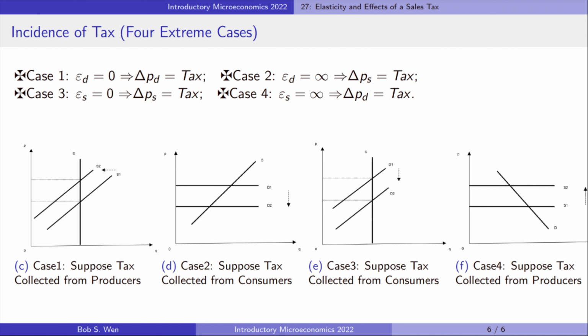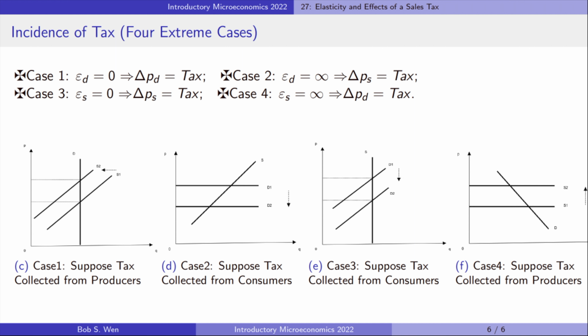There are 4 extreme cases. If the price elasticity of demand is 0, that is, the demand is perfectly inelastic, then consumers absorb the entire tax. If the price elasticity of demand approaches infinity, that is, the demand is perfectly elastic, then the entire incidence of the tax falls on producers.